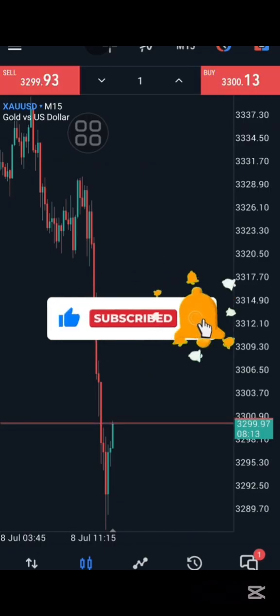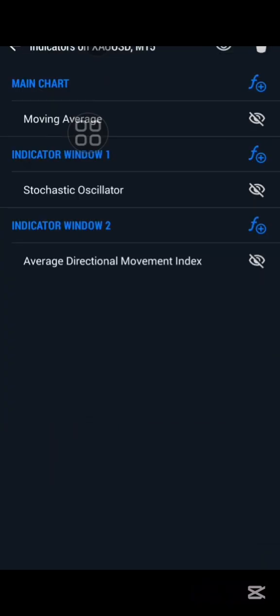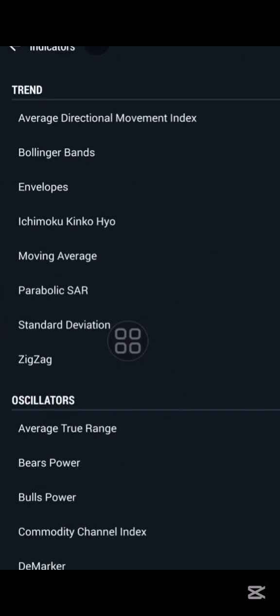Let's get into it. So I'm going to start with the settings for this particular strategy. Basically, these are the settings that we have for this particular strategy. So let me just delete everything and set up our chart. We're going to start with the on-trend indicators. We are going to go on moving average.